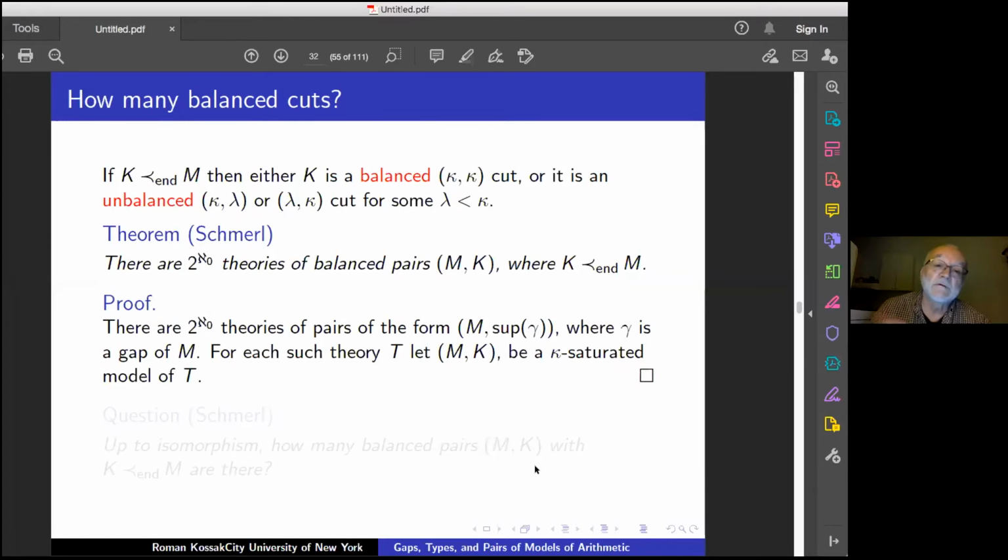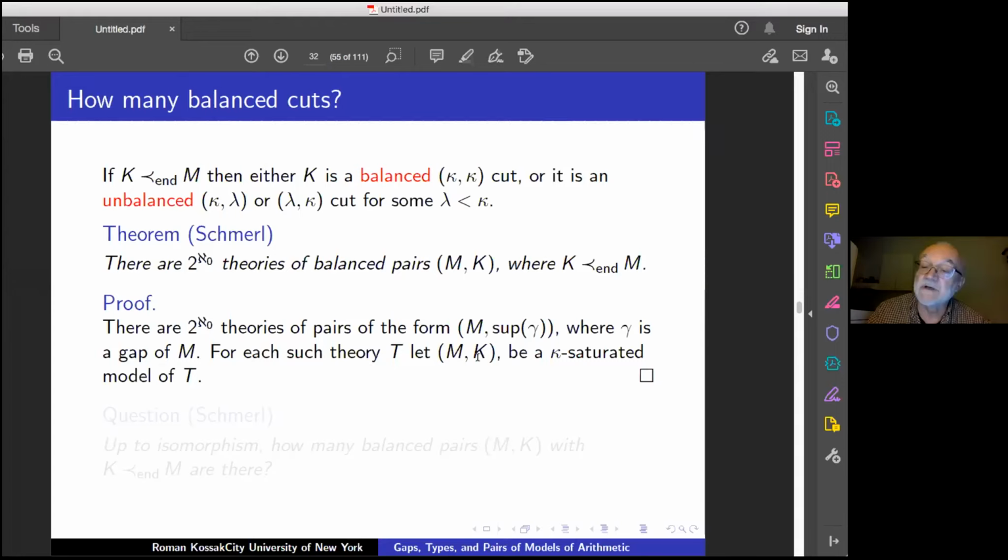And how does it follow? Well, there are continuum many theories of those pairs of the form M and the supremum of a gap. But now for each of those theories, we take a kappa-saturated model (M, K). If there is a model of PA that's kappa-saturated for a given kappa, then there will also be a kappa-saturated pair (M, K) for the same theory T. And because the pair is saturated, it has to be of the type kappa-kappa. That's easy to see. So these are the examples. You get those continuum many different cuts.